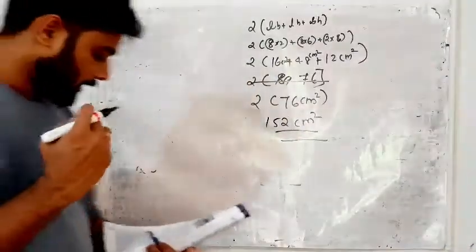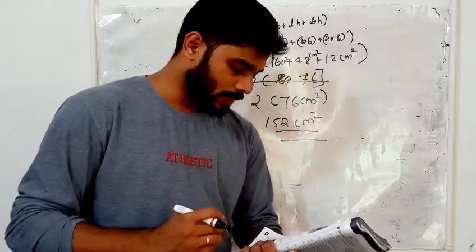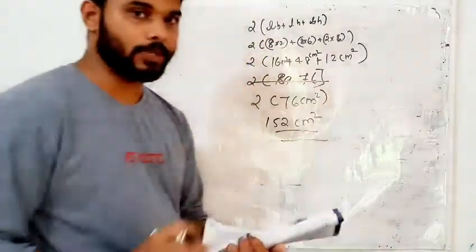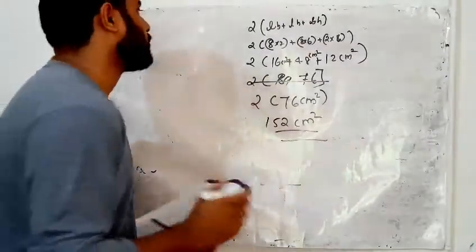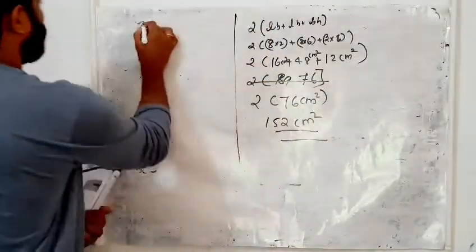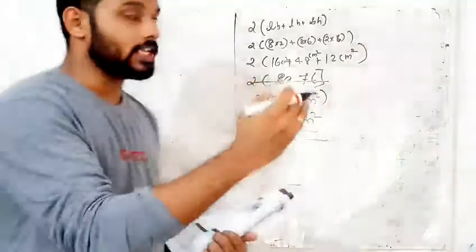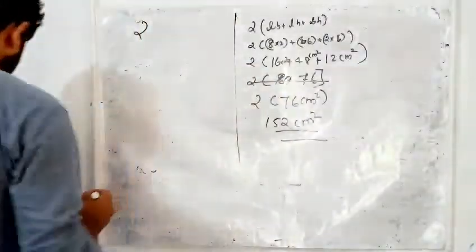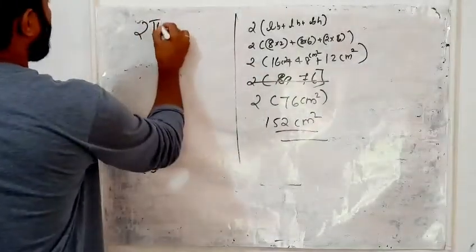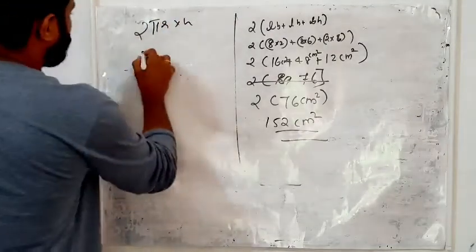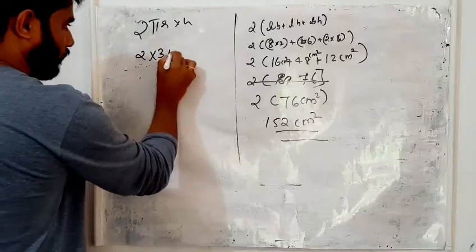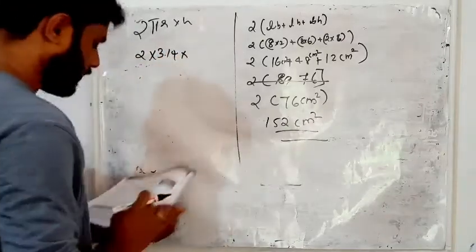Now the next question, the lateral surface area of figure B, that's a cylinder. You can see the figure is a cylinder. So we have to find out the lateral surface area. There is an equation, 2 pi r h, that means 2 into pi into r into h. Here we can take the pi value as 3.14. The r value is already given in this question.